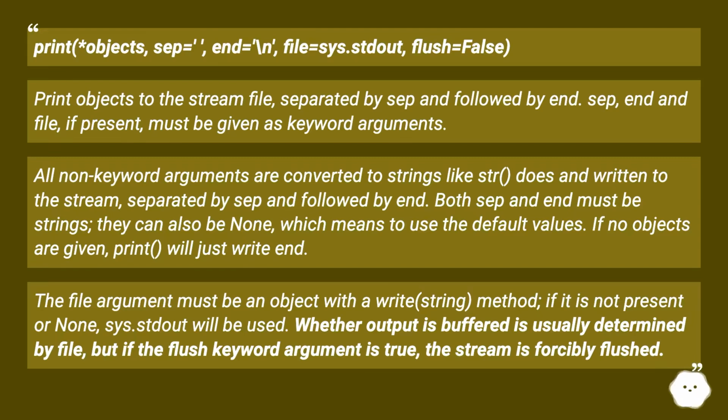They can also be None, which means to use the default values. If no objects are given, print will just write end. The file argument must be an object with a write(string) method. If it is not present or None, sys.stdout will be used. Whether output is buffered is usually determined by file, but if the flush keyword argument is true, the stream is forcibly flushed.